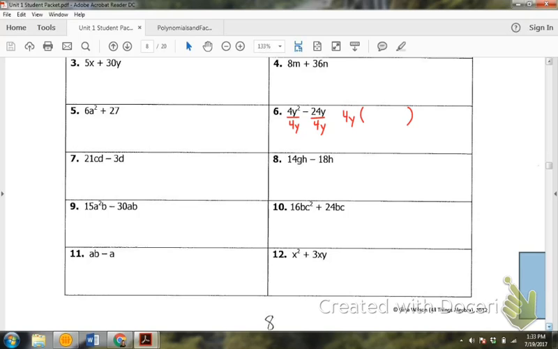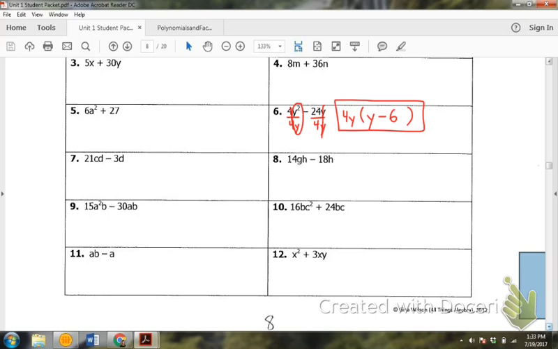Okay. 4 over 4 cancels. How many y's are left in that first term? In the first term, there's just one y left here, right? Y squared divided by y leaves you with just y. You took one away. Okay? And then 24 divided by 4 is 6, and the y is canceled. So this should be 4y times y minus 6. Any questions on that one?